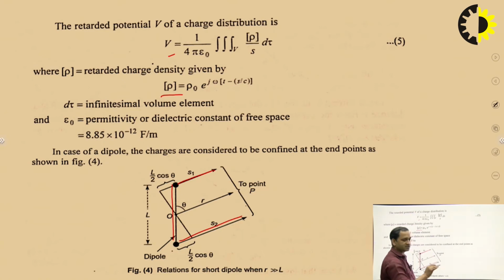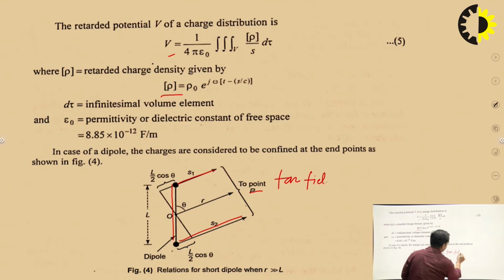This is the case when the point of consideration is very far away from the dipole, right? So this point is very far away, so we can say this is the far field region. Again I am writing it so that you can understand easily: far field region. Due to the far field region, these lines will look like parallel lines, right? So S1, R and S2.